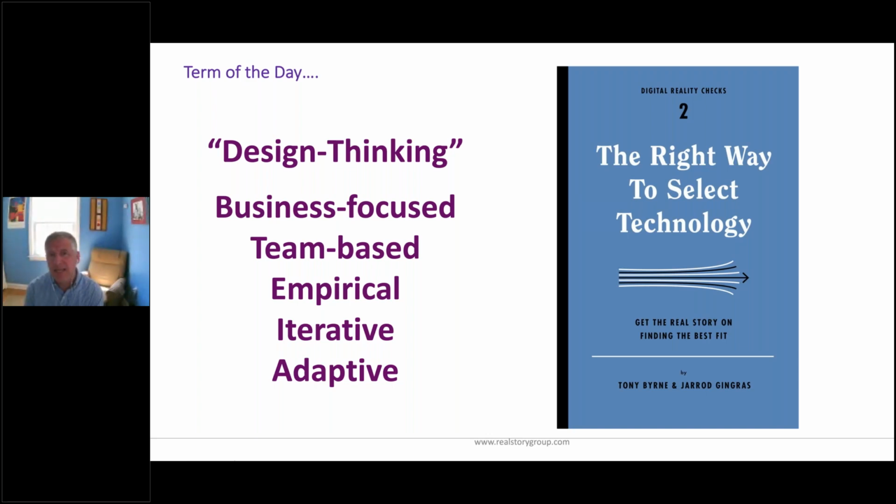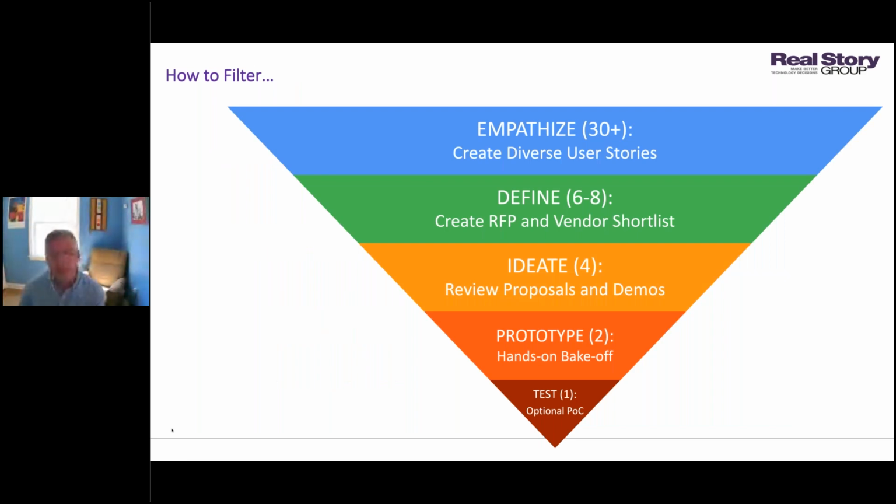So the larger question here is, how do I filter down if there's 30 plus vendors in the DAM, WCM, CDP, certainly ESP spaces? These are highly fragmented marketplaces. How do I filter down? Well, the first thing you want to do is create your own user stories.